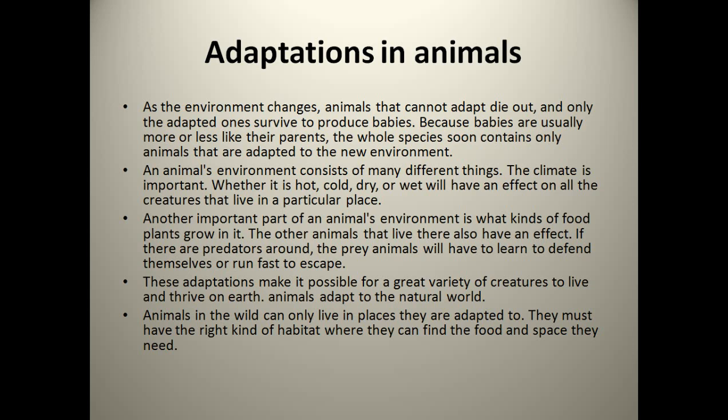These adaptations make it possible for a great variety of creatures to thrive on earth. Animals adapt to the natural world. Yes, these adaptations help them to survive. Animals in the wild can only live in places they are adapted to. They must have the right kind of habitat where they can find the food and space they need. They can survive only when there is the right kind of habitat. Habitat means the environment suitable to them, where they can find food and space as per their need. So we will discuss one by one all the adaptations done by the animals in our next class.